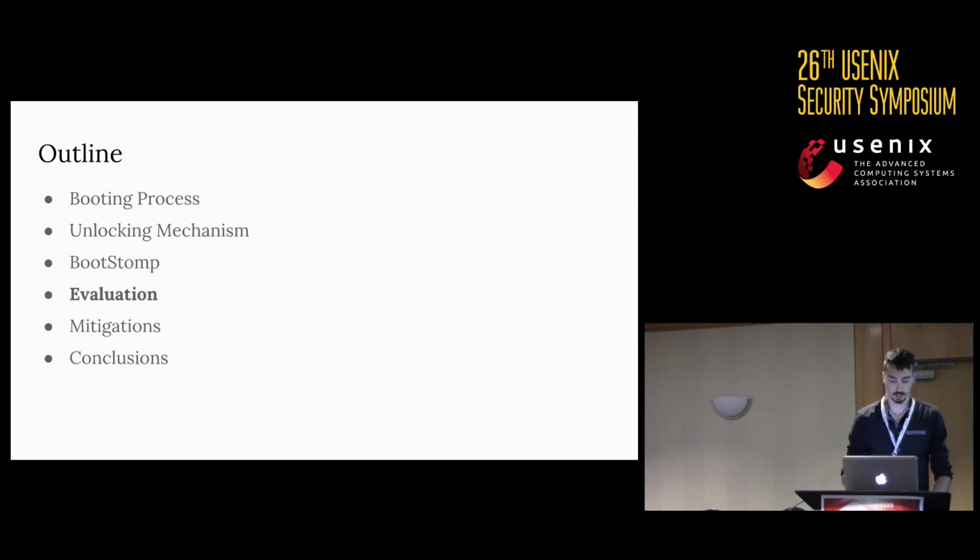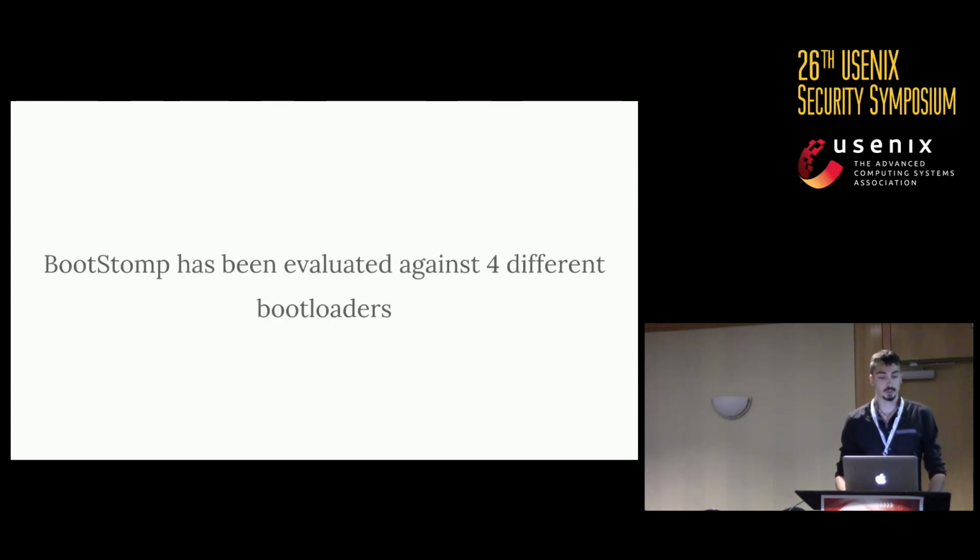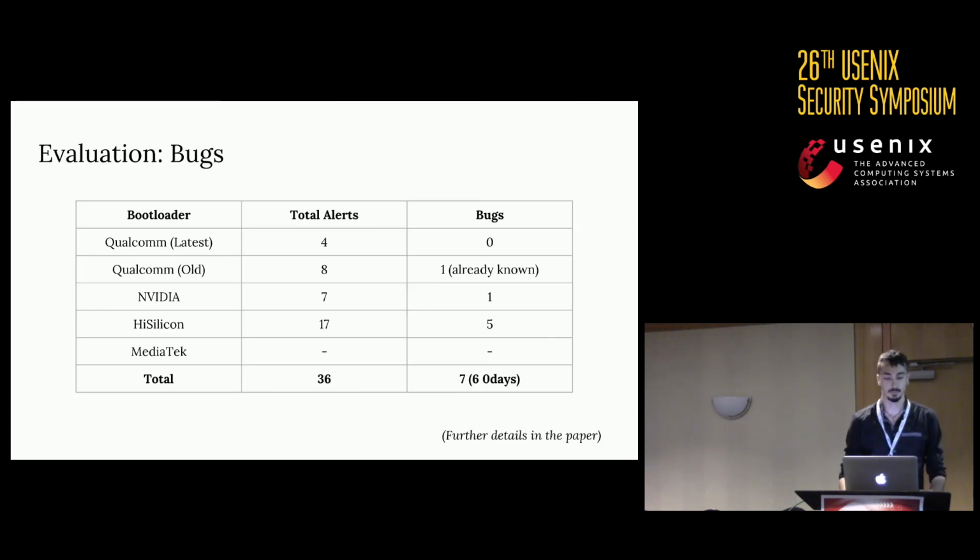Let's talk about the evaluation. BootStomp has been evaluated against four different bootloaders. They are LK from Qualcomm, the NVIDIA bootloader, Huawei, and MediaTek. Of LK, we used two different versions: the latest one that we could find, and an old one which we knew contained bugs. Out of 36 alerts, we found 7 bugs, and six of them were 0-days.